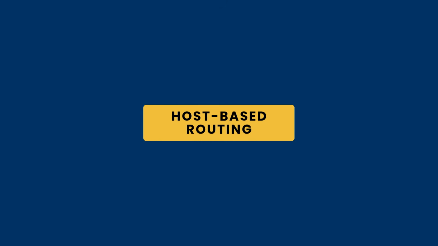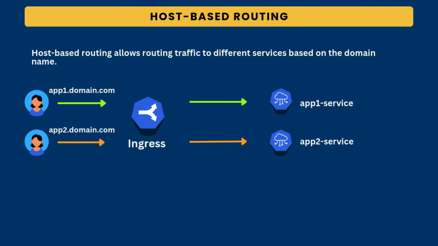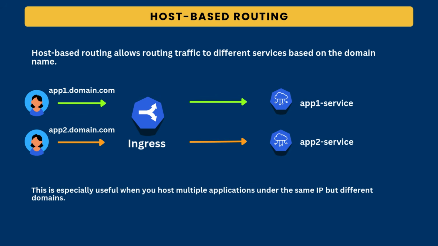Okay, so the next topic we have is host-based routing. So host-based routing allows you to route traffic to different services based on the domain name. Like if traffic coming to app1domain.com, it goes to app1 service. And if traffic is coming to app2domain.com, it goes to app2 service. This is especially useful when you host multiple applications under the same IP but different domains.